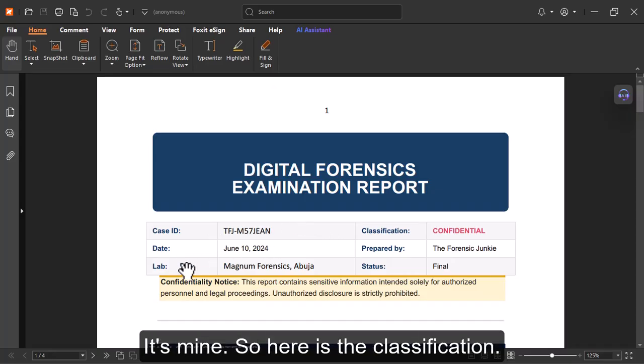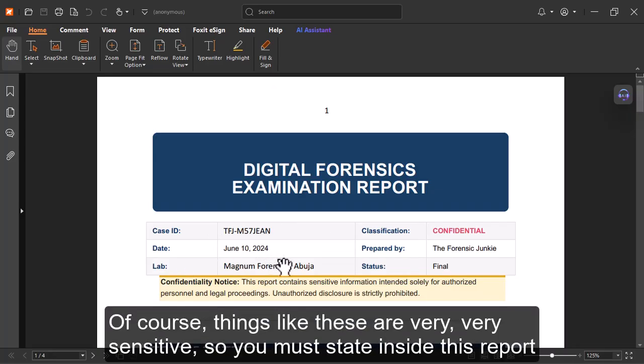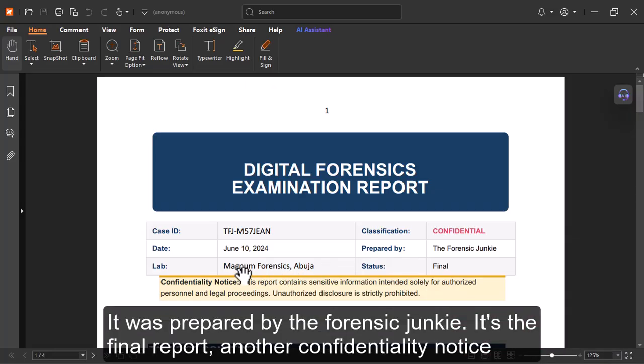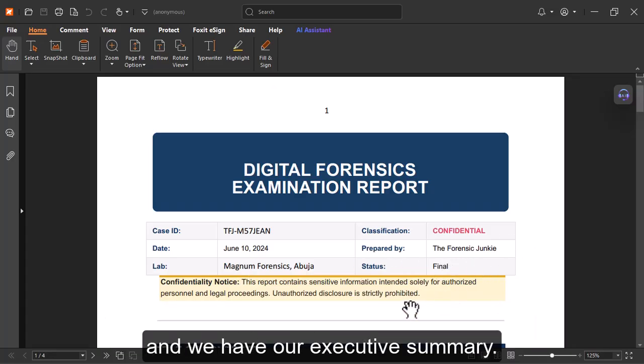So here is the classification. Of course, things like this are very, very sensitive, so you must state inside this report that it is confidential. It was prepared by the forensic junkie. It's the final report, another confidentiality notice, and we have our executive summary.